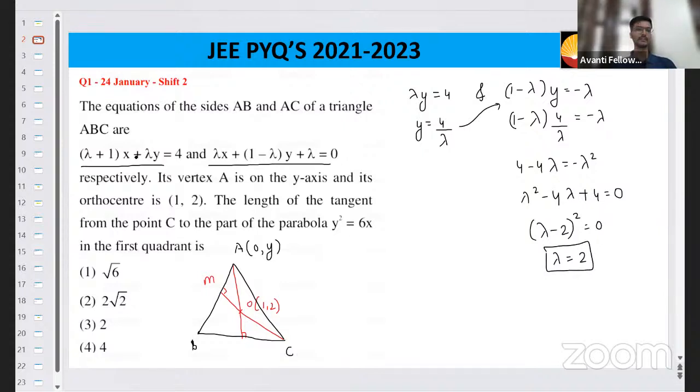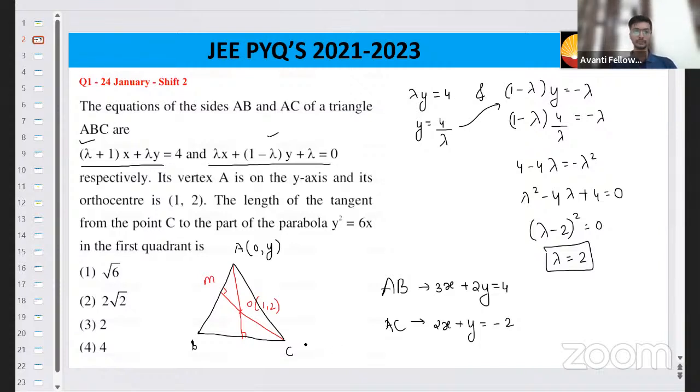If we got the value of lambda as 2, then what will be the equation of AB? So now this is the equation of AB, right? If lambda is 2, then the equation of AB will be 3x plus 2y equals 4, and this is the equation of AC. So what will be the equation of AC, guys? 2x plus y is equal to minus 2. So these are the equations of AB and AC.